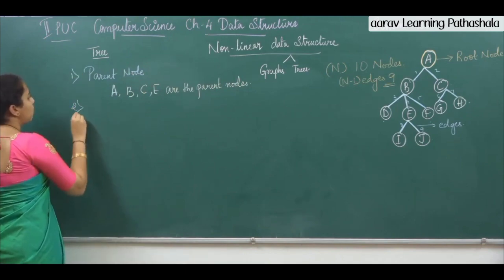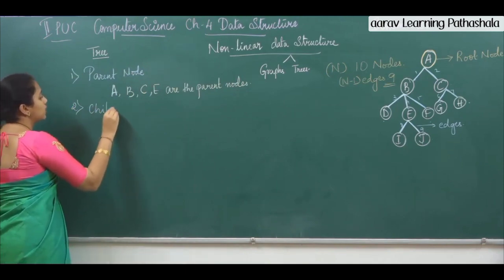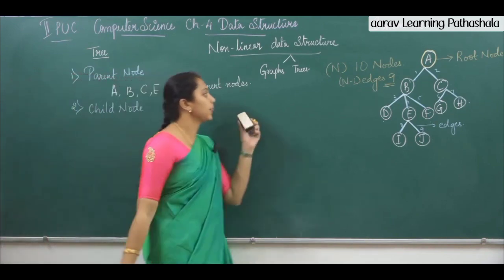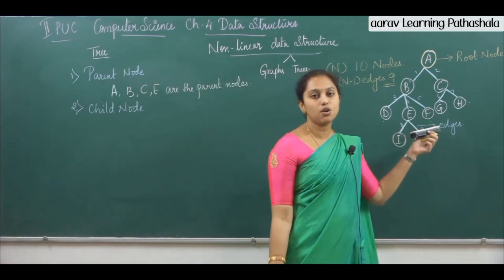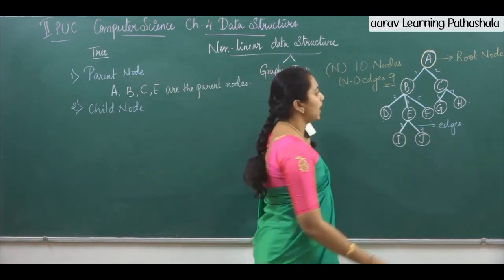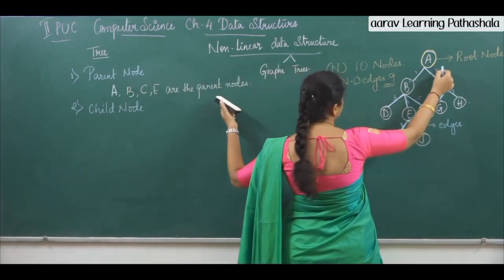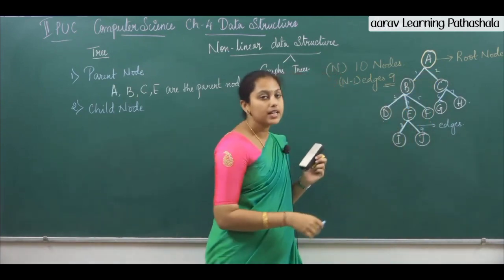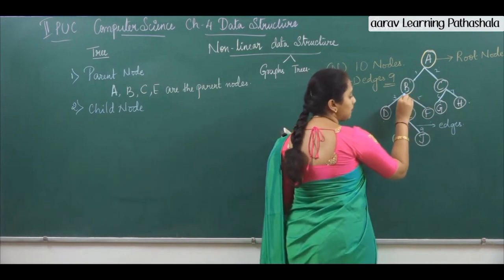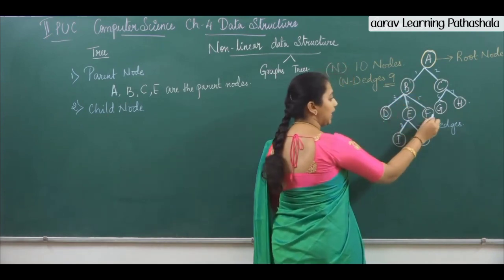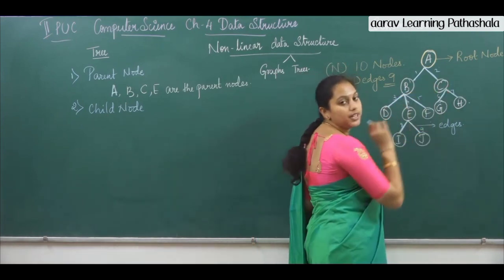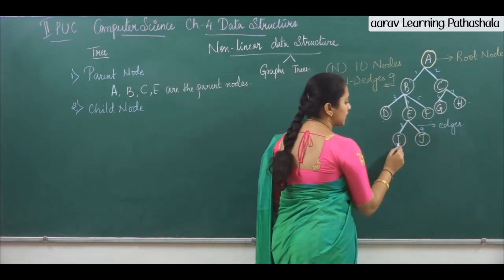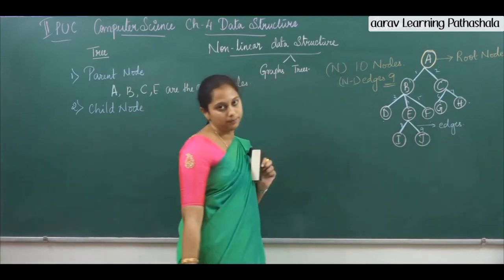Hope you understand what a parent node as well as a child node is. The node which is the predecessor of any node is called a parent node. So here A is a predecessor of B and C, and B is a predecessor of D, E and F. C is a predecessor of G and H, and E is a predecessor of I and J.